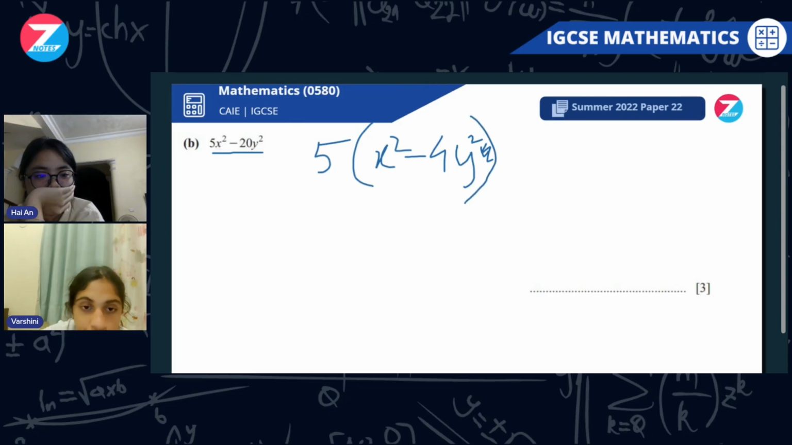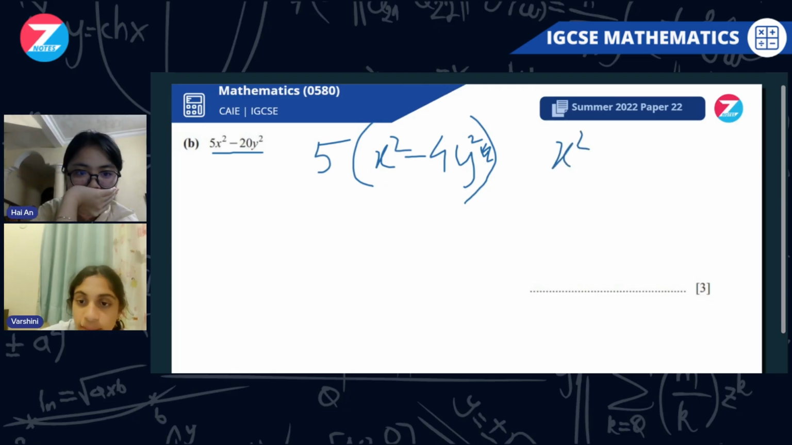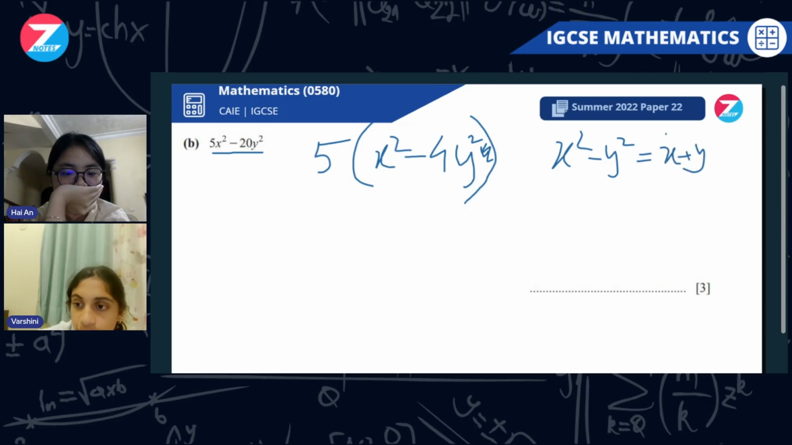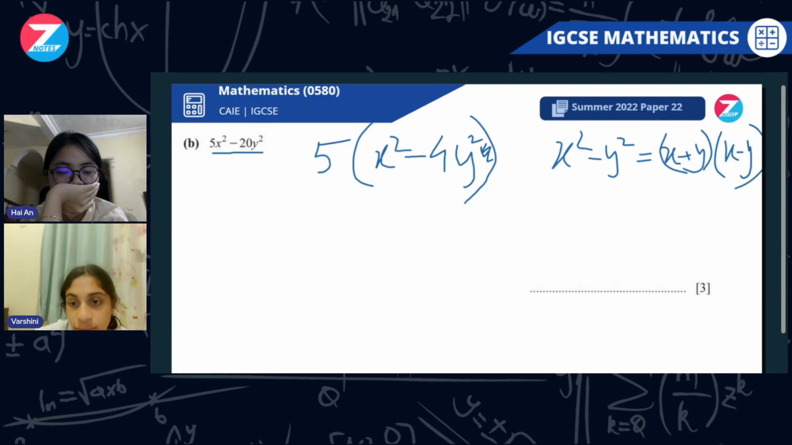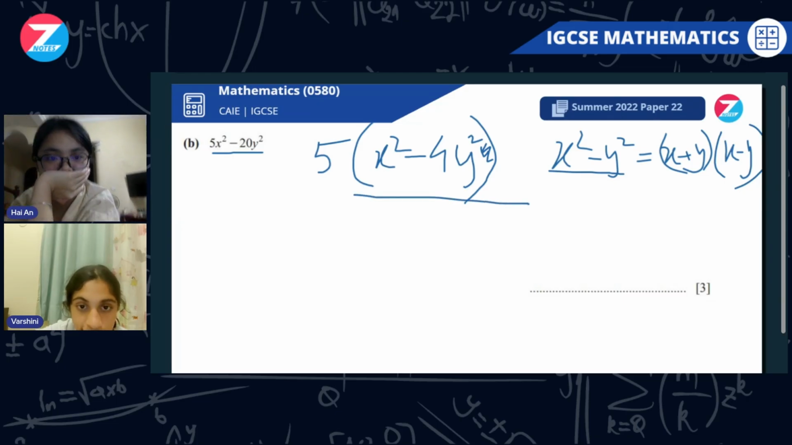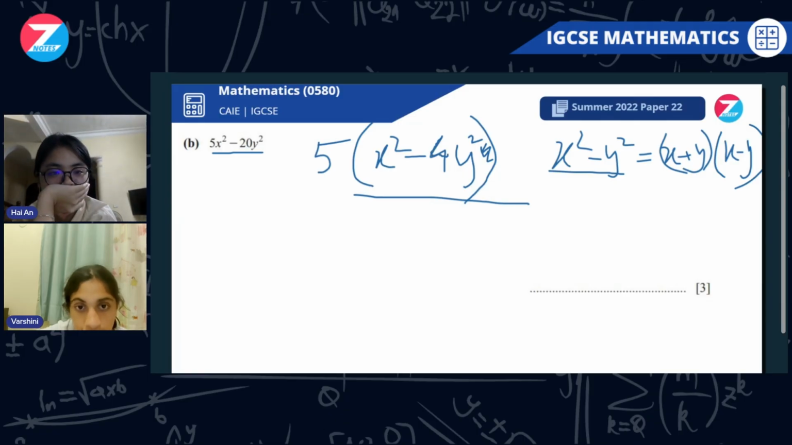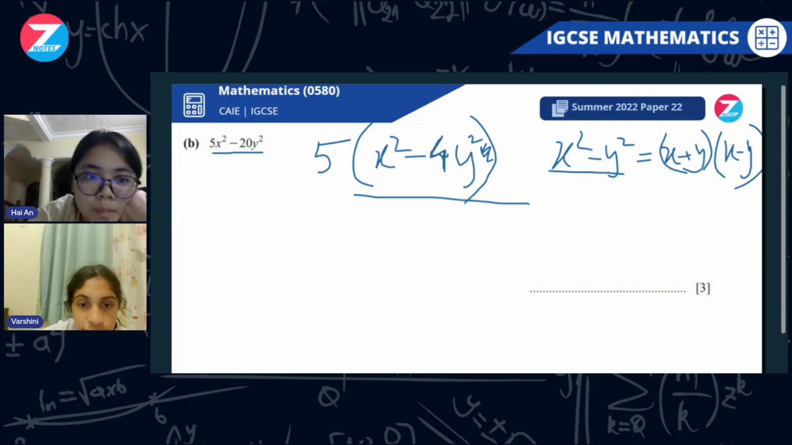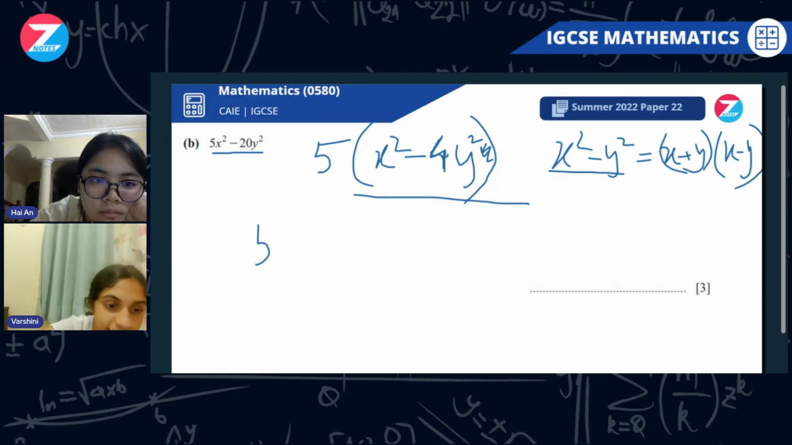Okay, now this looks similar to the formula. We also know that x squared minus y squared equals x plus y into x minus y. And x squared minus y squared looks very similar to this that we have over here, x squared minus 4y squared. The only thing is 4 isn't in terms of square, but we do know that 4 equals 2 squared. So we can rewrite this as 5 times x squared minus 2 squared into y squared.